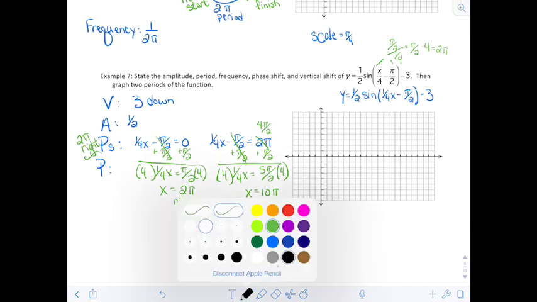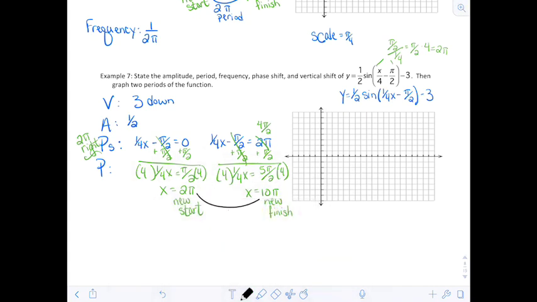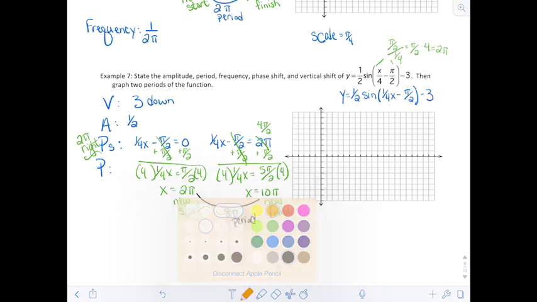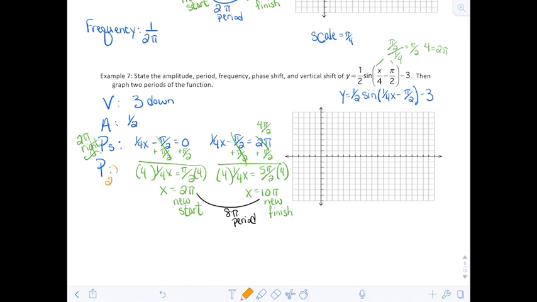Wow. So let's logically look at the distance from 2 pi to 10 pi. That's 8 pi. So that should be what the formula for period gives me. The formula for period is 2 pi over b, which is 2 pi over 1/4, which is times 4, and that's 8 pi. That's exactly what it should be.